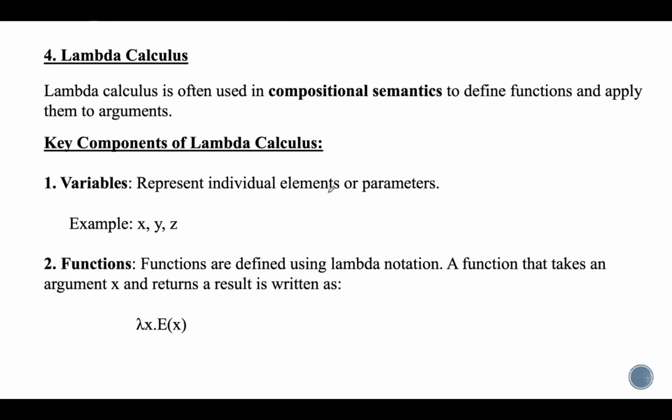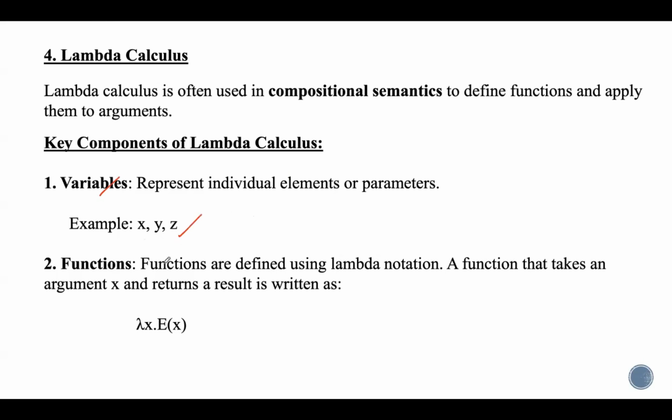Lambda calculus is a formal system used to express computations based on function abstraction and application. It forms the basis for many functional programming languages like Haskell, and it is a tool for analyzing functions, expressions, and compositional semantics in linguistics. So, coming to the key components, first one is variables, which represent individual elements or parameters like x, y, z, and so on.